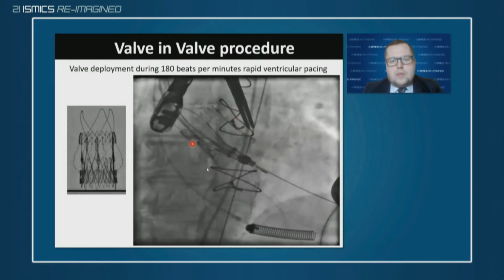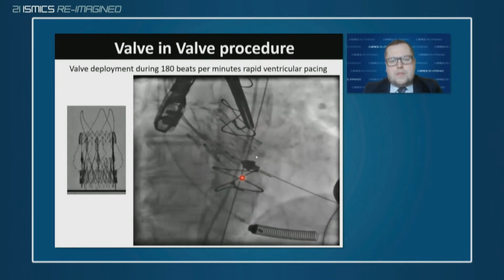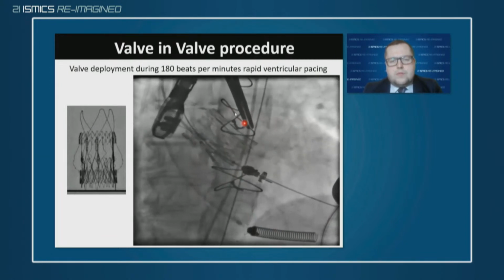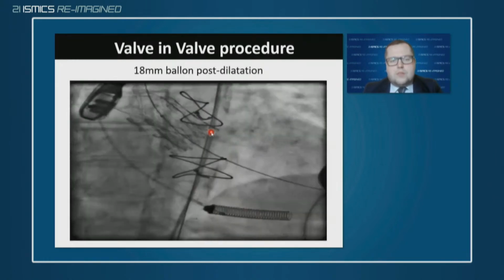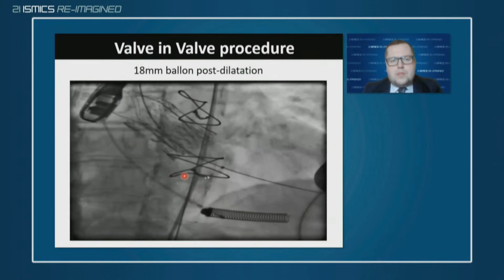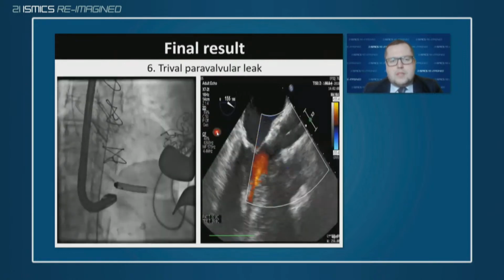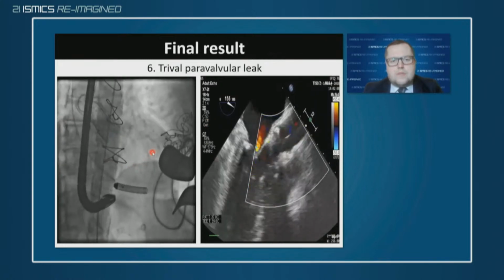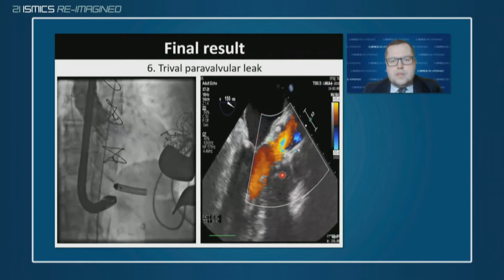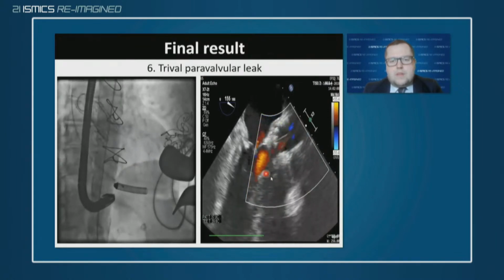We used rapid pacing for a stable position of the valve. After deployment, we see the non-fully expanded valve and moderate paravalvular leakage. So we performed an 80 mm balloon post-dilatation. We see that the valve was expanded and the paravalvular leakage decreased to 3 val. We see good function of the valve and 3 val paravalvular leakage.